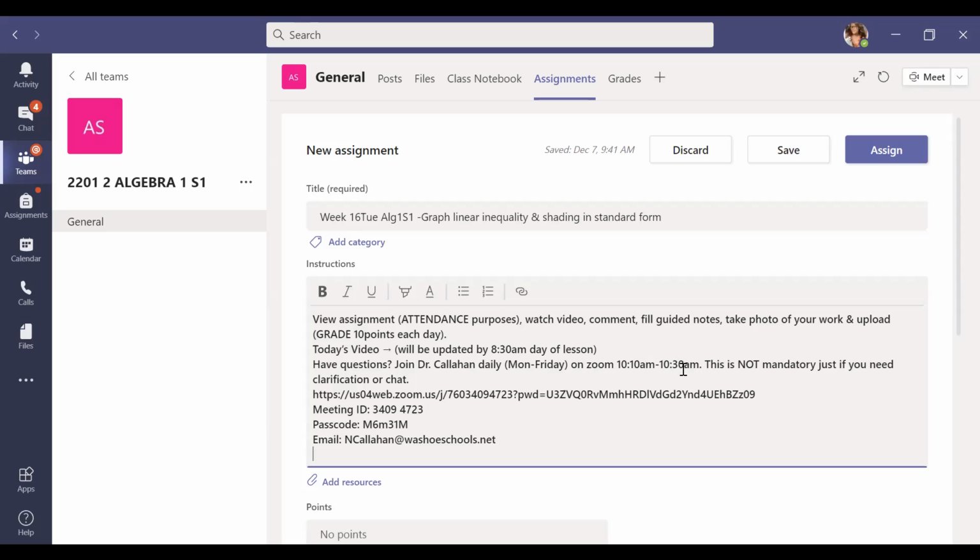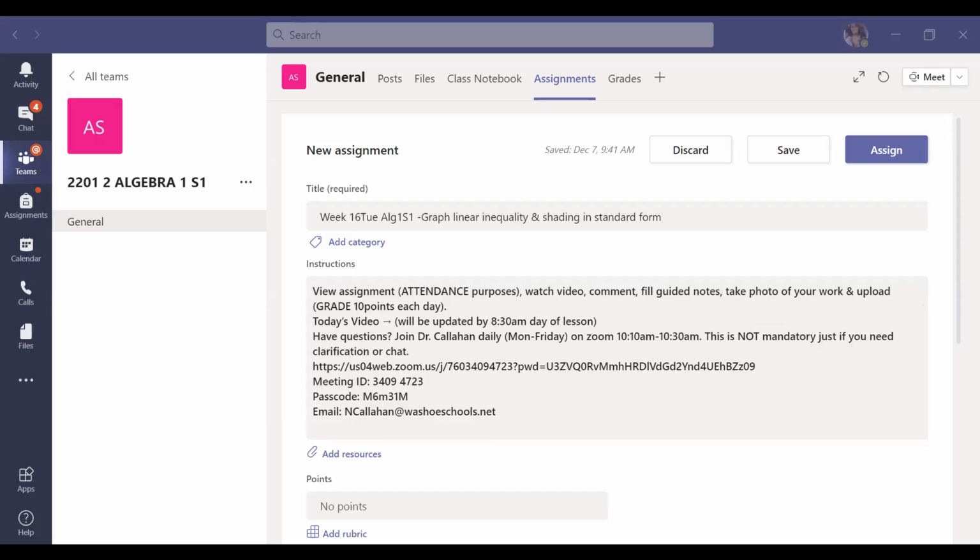That's not going to conflict with your regular classes because it's the independent time. Same link, same media ID, same passcode. And of course, if you need to email me, please feel free to email me at this email address.